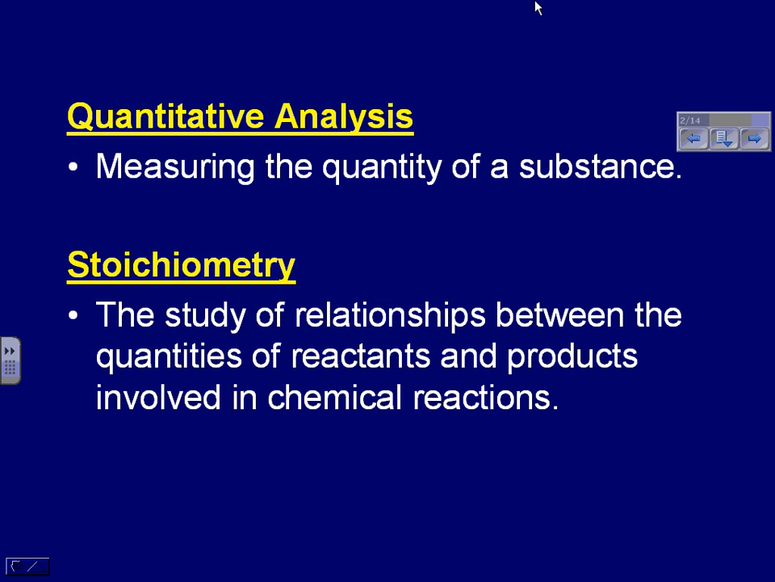The next term, stoichiometry. What a great chemistry term. Stoichio, or stoichion, comes from the Greek. It actually stands for elements. So it's the Greek word for elements. And metry means to measure. Geometry, measurement of angles, etc. Stoichiometry, the measurement of elements. It's the study of relationships between the quantities of reactants and products involved in a chemical reaction.